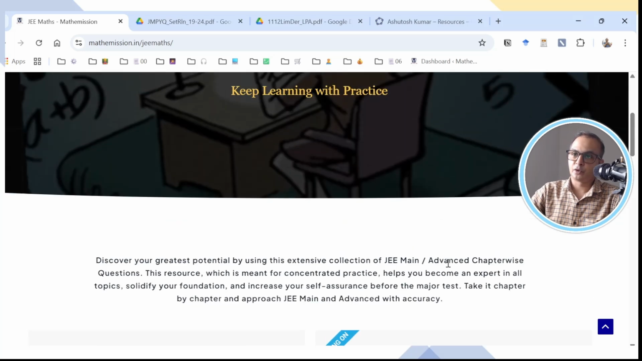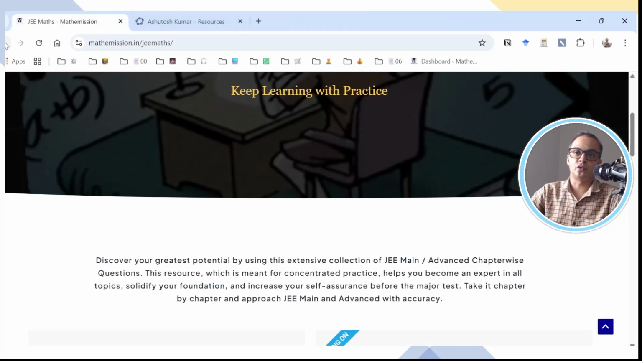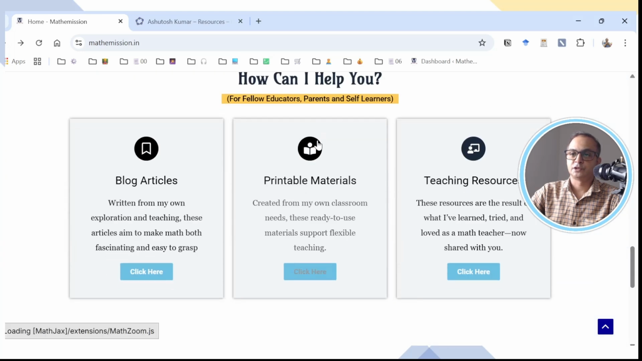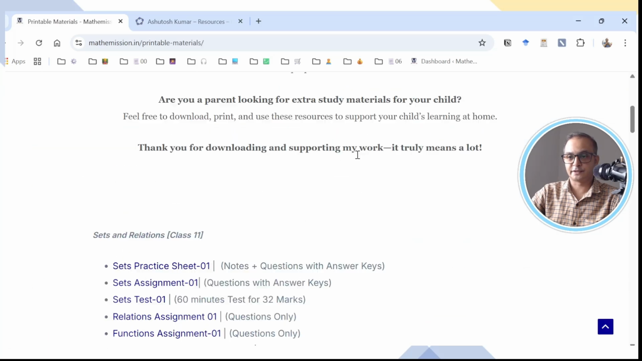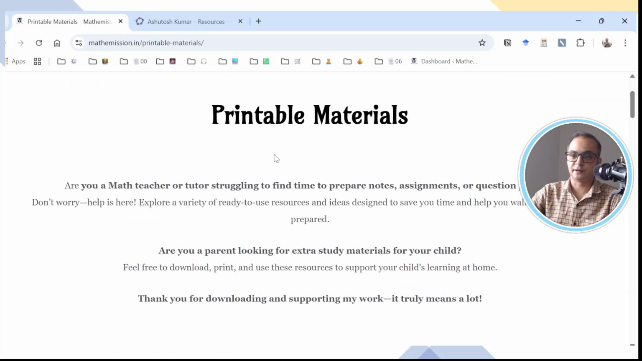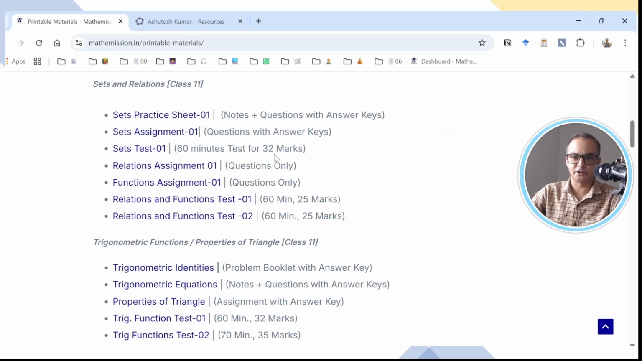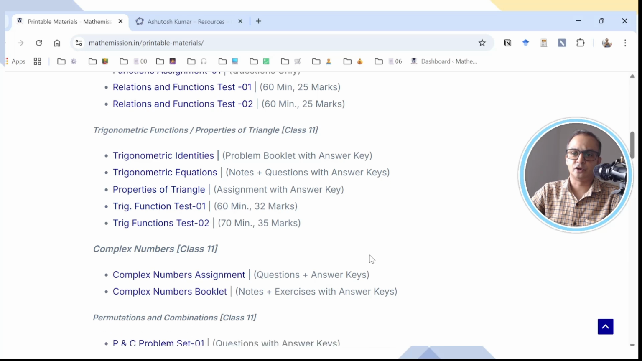All right. But the most important thing I have prepared for the teachers is also useful for the students who are learning by themselves. Here there's a blog article I already showed you, the printable materials. If you go to the printable materials, there are already some class 11th and class 12th topic assignments, or maybe some documents. I don't recommend these for the students, because these are very heavy documents. You can see the trigonometric identities or trigonometric equations. You'll find an enormous amount of questions there, and also exercises and everything.